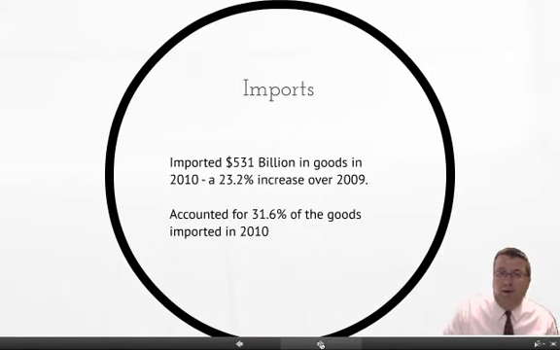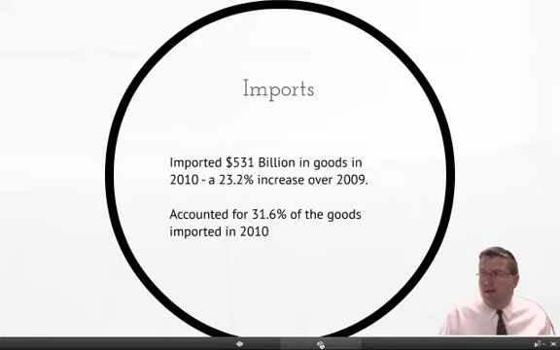We look at imports. They had $531 billion in goods in 2010. That is a 23.2% increase over 2009. So that's showing us that we are seeing growth and a change in imports, which is telling us that we may be seeing some growth in our economy. That accounted for almost 32% of all the goods imported in 2010.